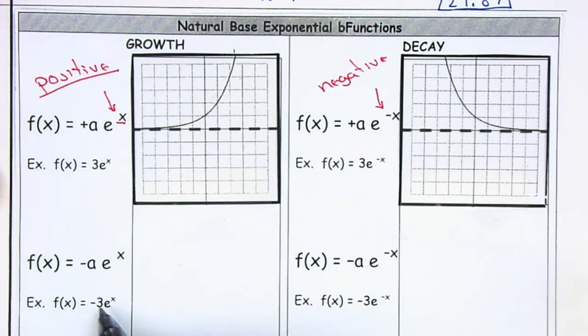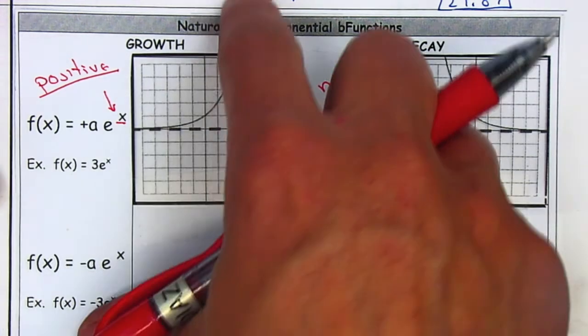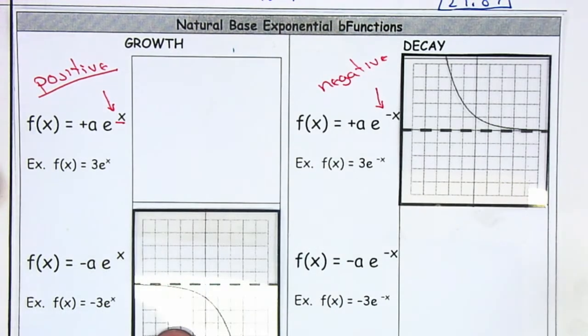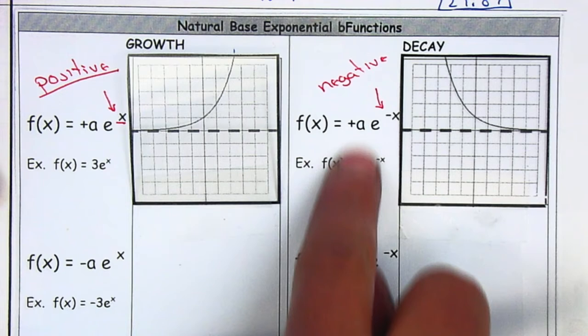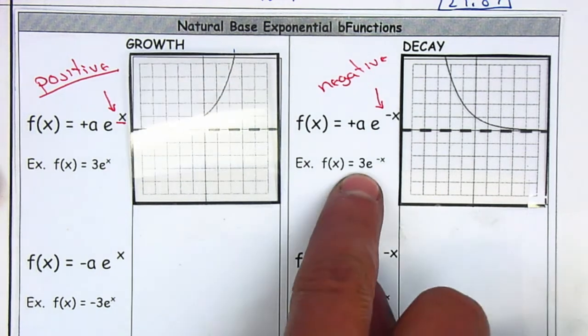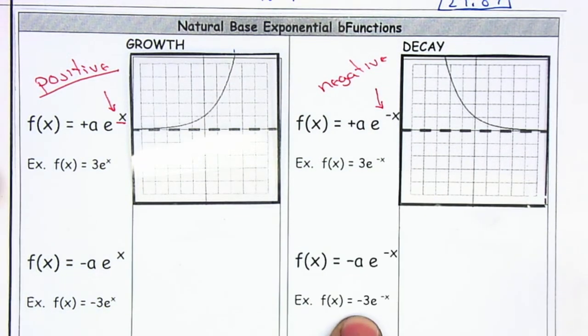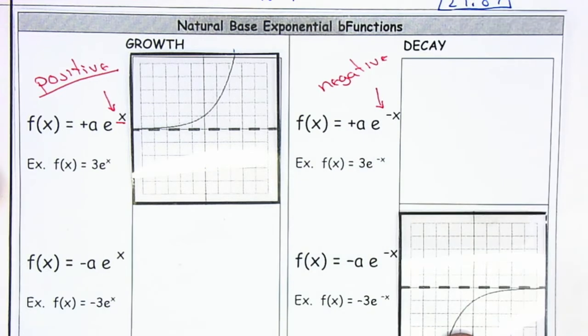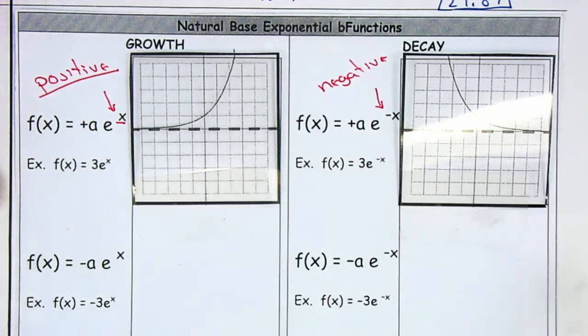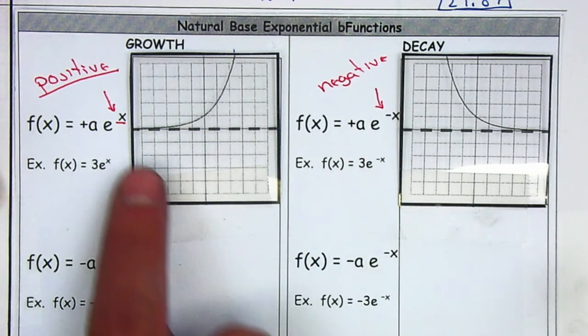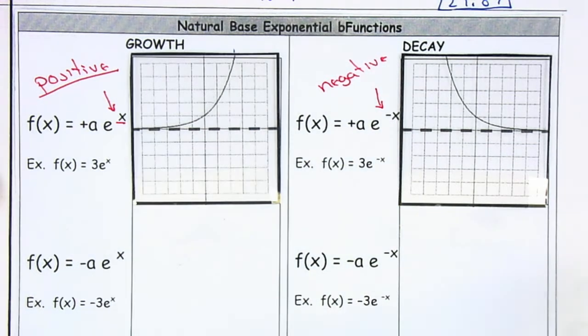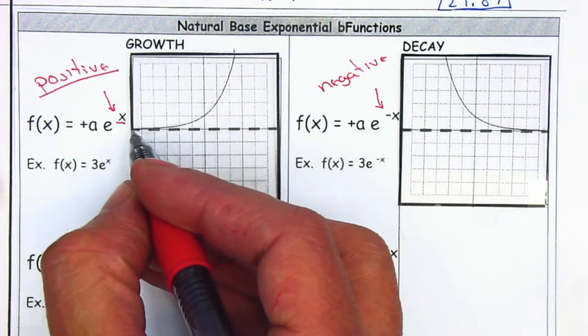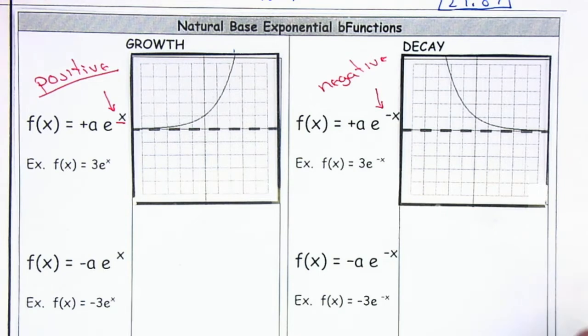If the a value is negative, the only thing that happens is it flips. So instead of 3e to the negative x, it's negative 3, it flips. We still have the asymptote, which we covered before. Remember, the line is getting closer and closer to the asymptote, but it's never touching it. So let's go and work out the problems on the backside.